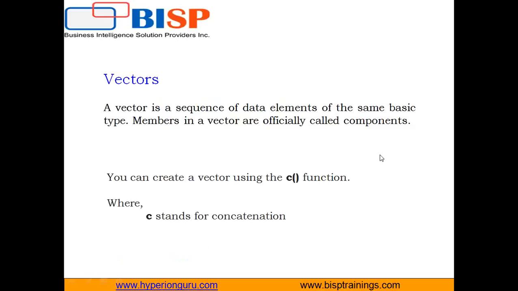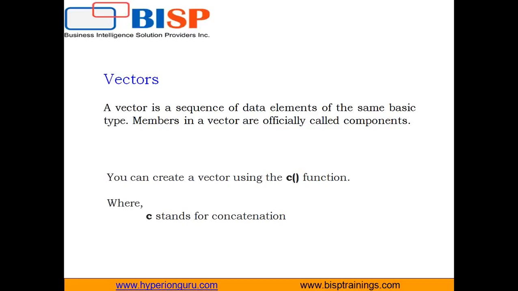Vectors are the simplest R objects, an ordered list of primitive R objects of a given type, such as real numbers, strings, logicals. So vectors are indexed by integers starting at 1. So a vector is a collection of elements. Members in a vector are officially called components.